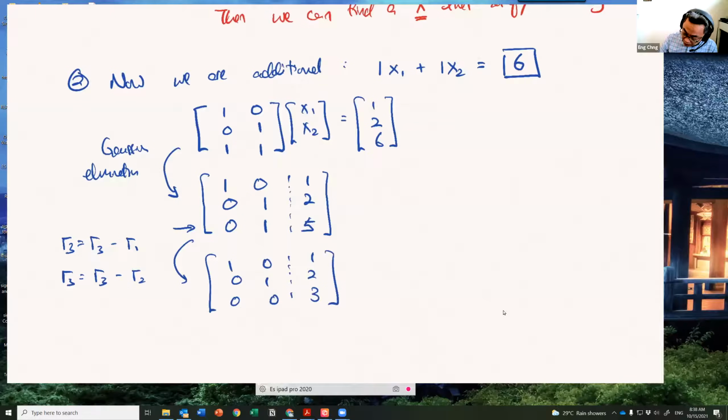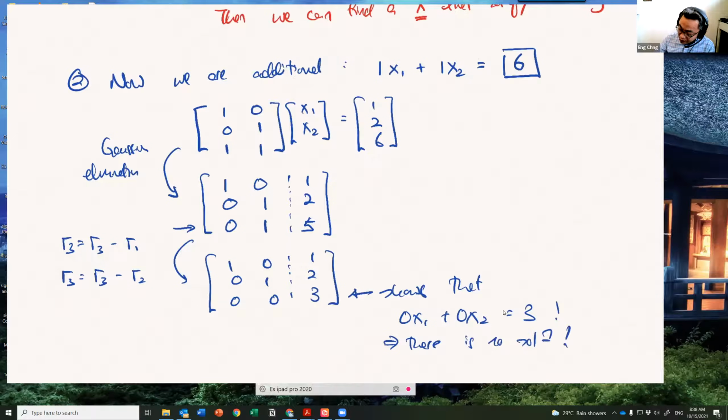So this shows us that 0x1 plus 0x2 equals 3, which is nonsense, because it basically demonstrates that there is an equation that is inconsistent with the rest. And when we reach this point, it implies there is no solution. So this is what we learned in tutorial 1.